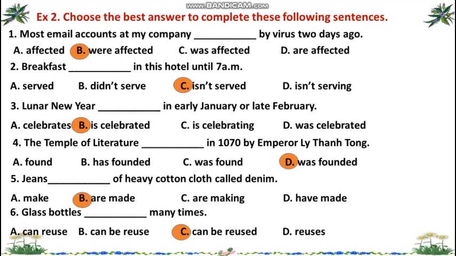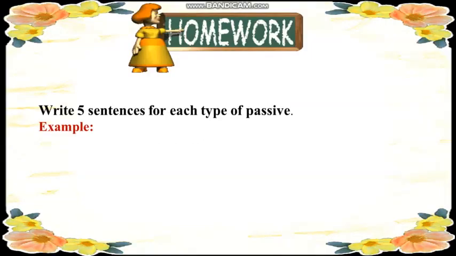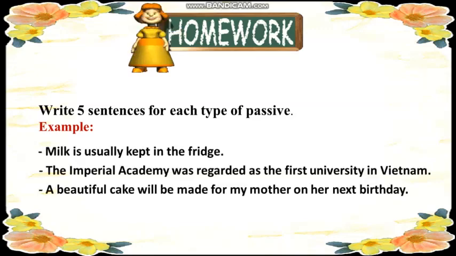Yeah, right. That's the end of our lesson today. And at home, I'd like you to write 5 sentences for each type of passive. And I give you 3 examples. Number 1, milk is usually kept in the fridge. Number 2, the Imperial Academy was regarded as the first university in Vietnam. And the last one, a beautiful cake will be made for my mother on her next birthday.